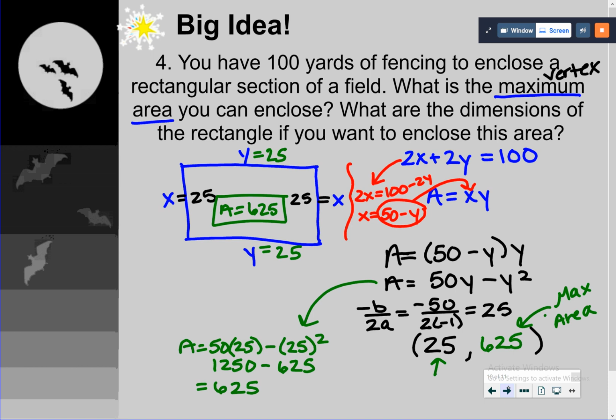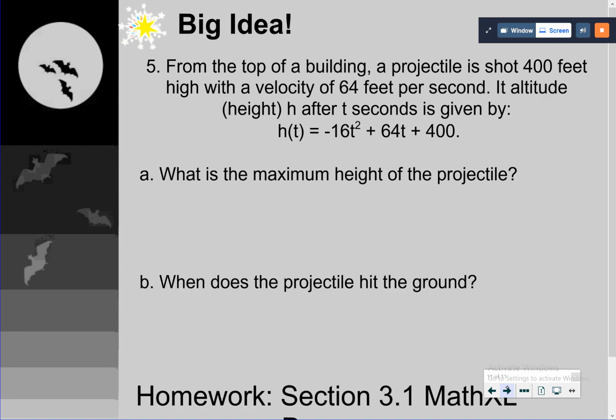Okay, the other one we didn't get to yesterday was this one. It says, from the top of a building, a projectile is shot 400 feet high, from 400 feet high, with a velocity of 64 feet per second. The altitude height after t seconds is given by the following function. So they filled out that information for us.